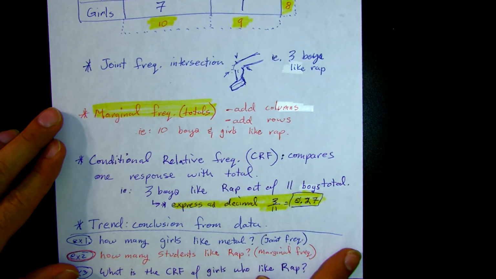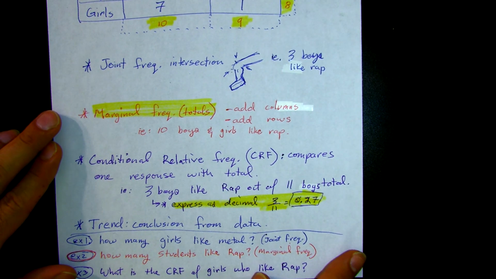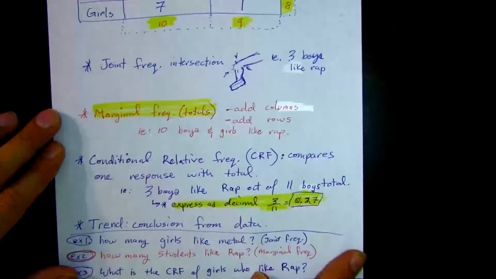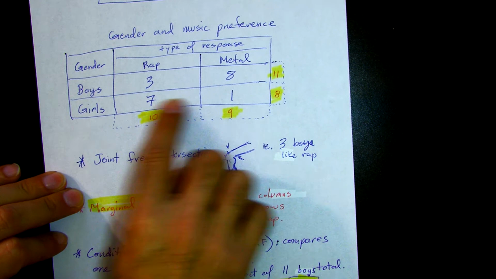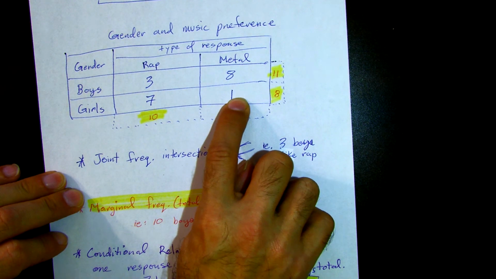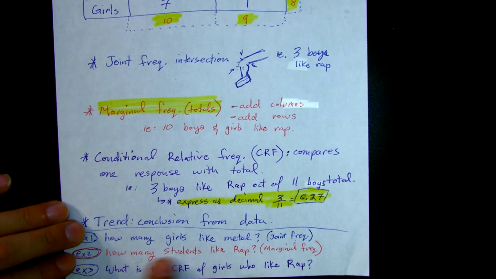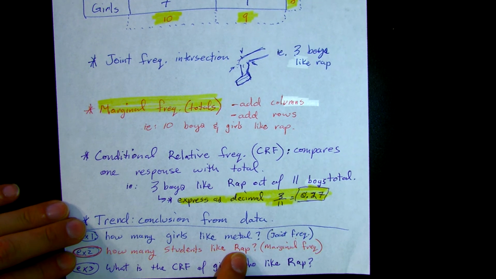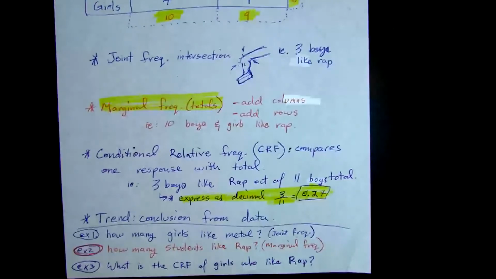The first question. I think I actually hit on these all the way before, so you don't have to write them again. How many girls like metal? Actually, I did. Girls that like metal, 1. That's joint frequency. All right, how many students like rap? It's a marginal frequency. Tell me that in the chat. How many students like rap, considering all these are students?